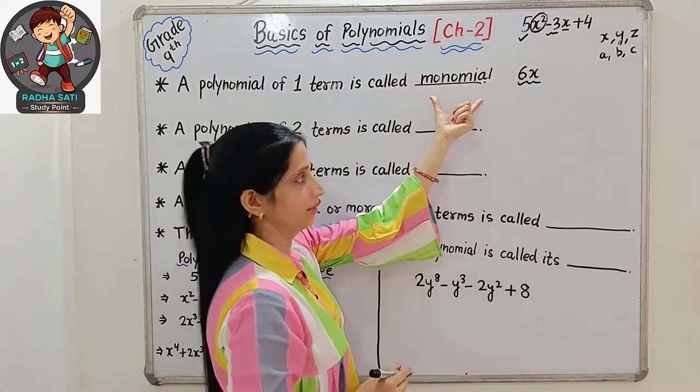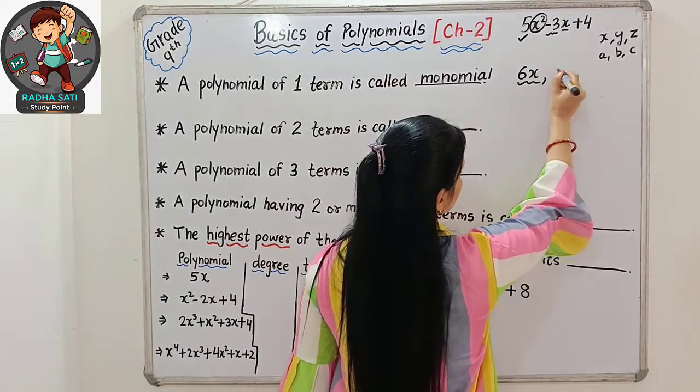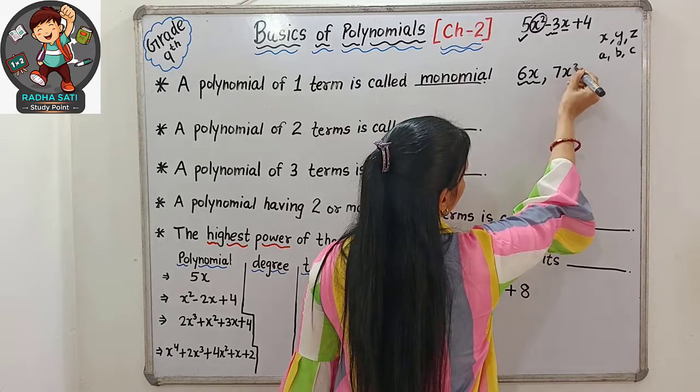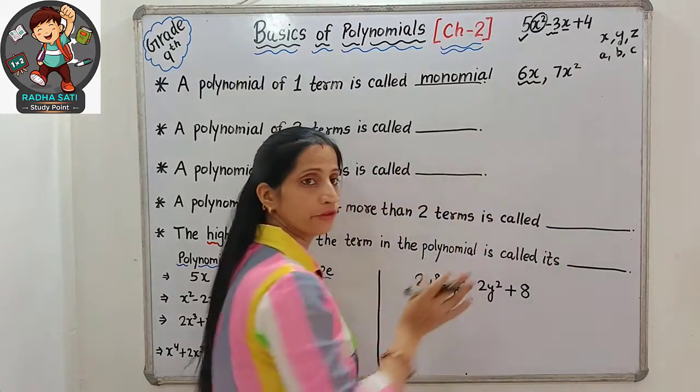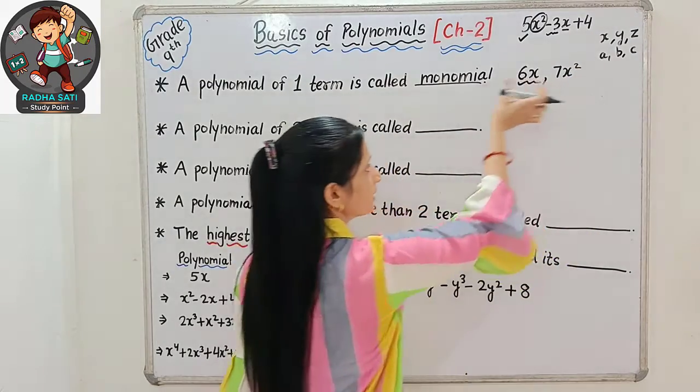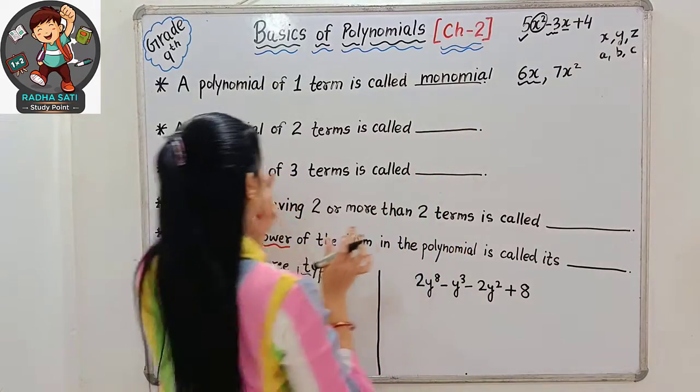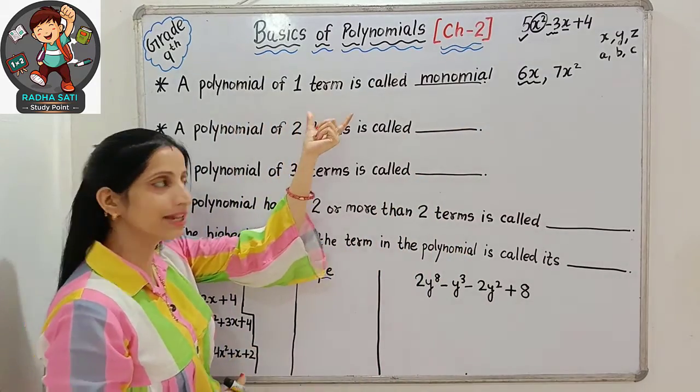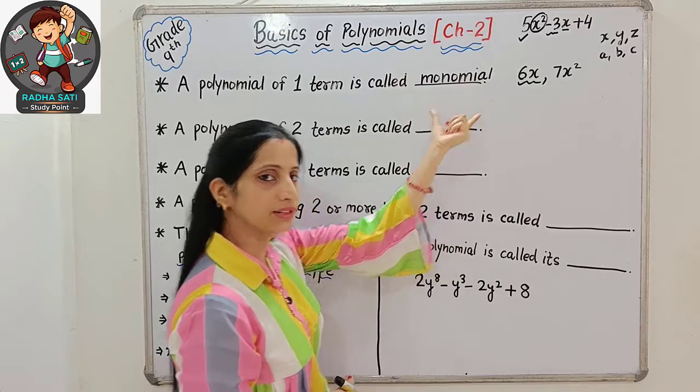M-O-N-O-M-I-A-L. Monomial. Or we can take any other example. 7x square. Again we can see there is only one term. Hence it's a monomial. So a polynomial in which only one term is there, that is known as monomial.